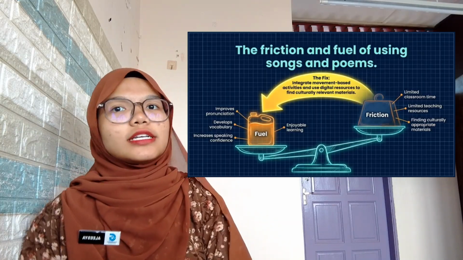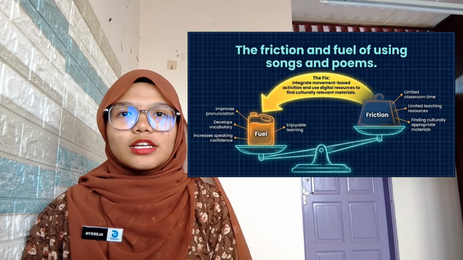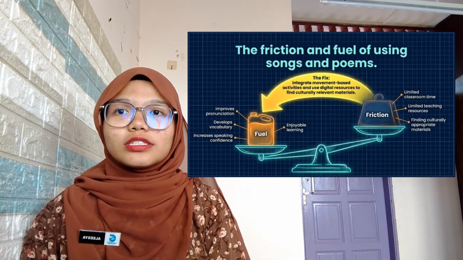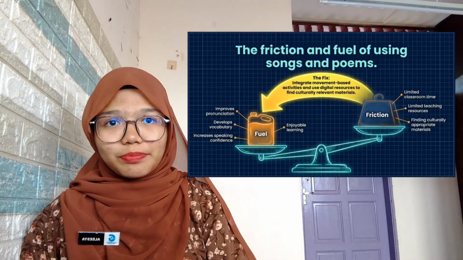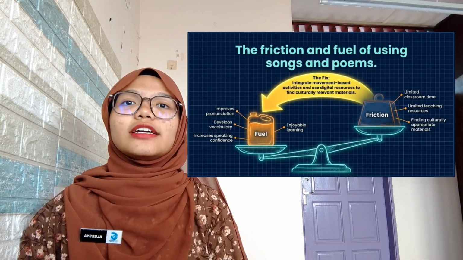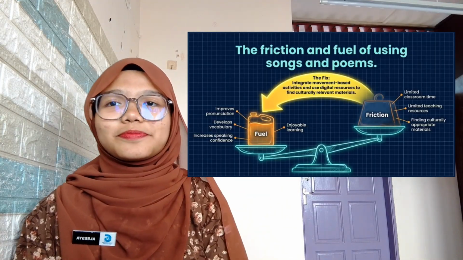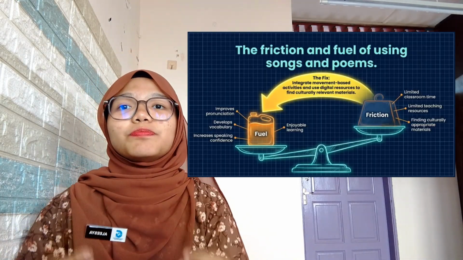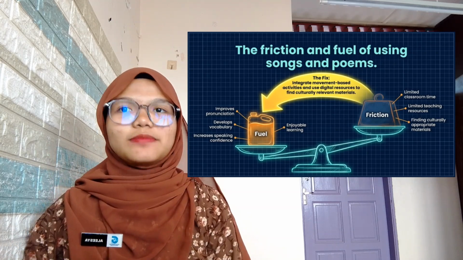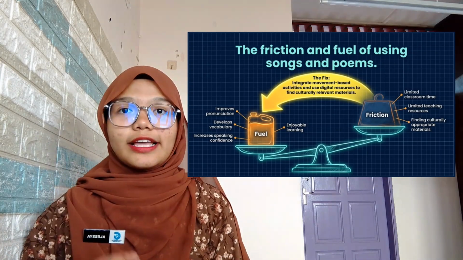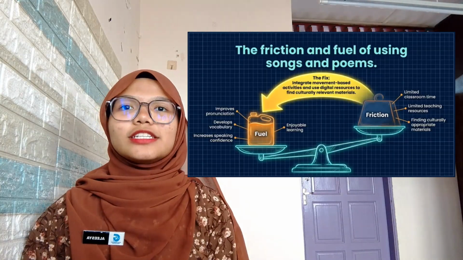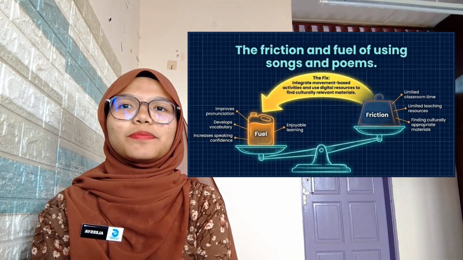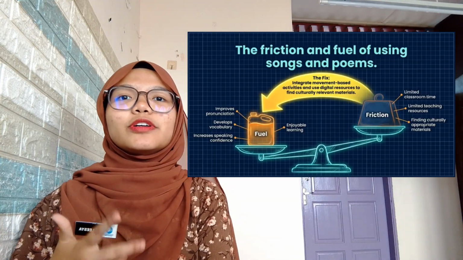Next, this task has a positive impact on language learning because songs and poems can help pupils develop multiple language skills simultaneously. Through singing and reciting, pupils are exposed to new vocabulary, pronunciation patterns, and sentence structures in meaningful context. The repetition found in songs and poems allows pupils to hear and practice words many times, which helps improve vocabulary retention and pronunciation accuracy. For young learners, repetition is very important because it strengthens memory and supports language acquisition.